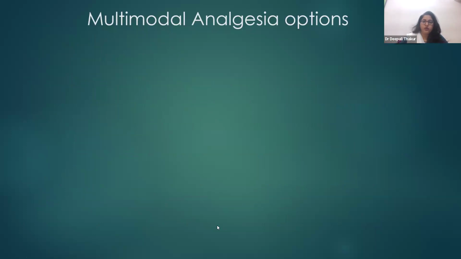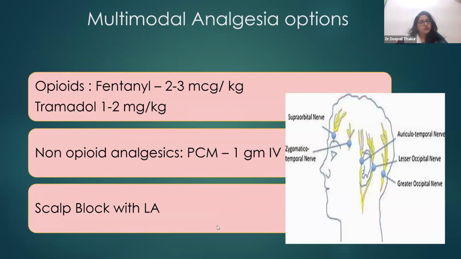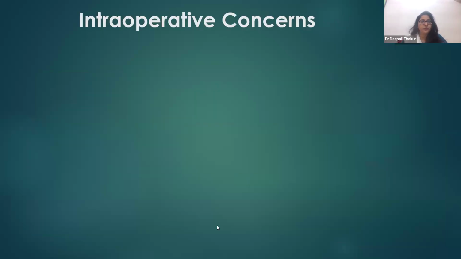Okay, so coming to multimodal analgesia options, we should be giving these options to all our patients: fentanyl, tramadol, paracetamol, and scalp blocks wherever indicated and wherever possible. We can use scalp blocks using ropivacaine or levobupivacaine or bupivacaine.